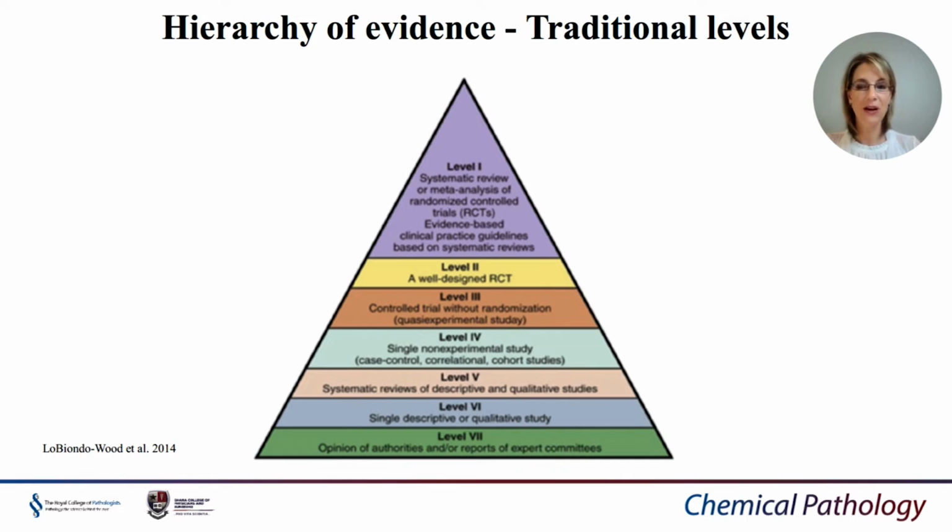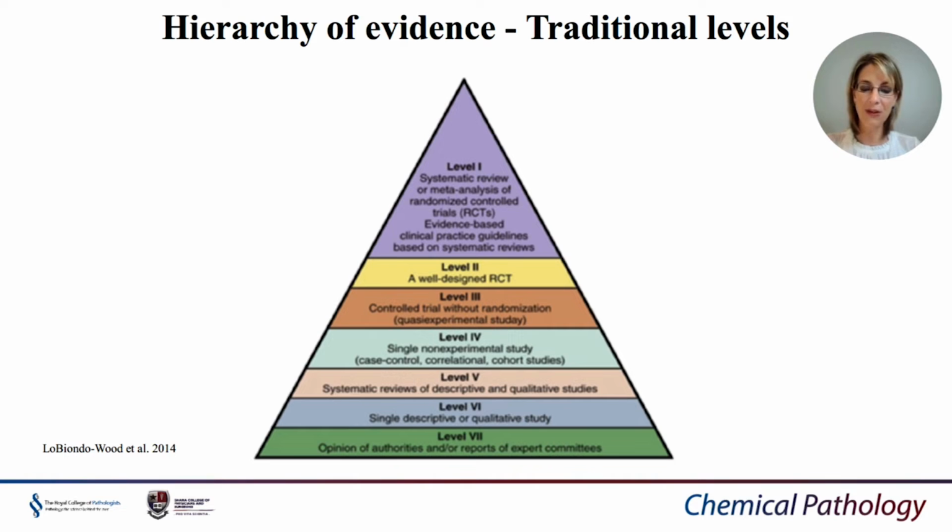So this brings me to the hierarchy of evidence, or what we have traditionally looked at in terms of assessing the hierarchy of trials, research papers, when assessing their importance. And these were tiered from level 1, systematic reviews, down to level 8, which included opinion of authorities or expert committees. Level 2 included well-designed randomized controlled trials. Level 3 included controlled trials without randomization or quasi-experimental studies. Level 4 included single non-experimental studies.